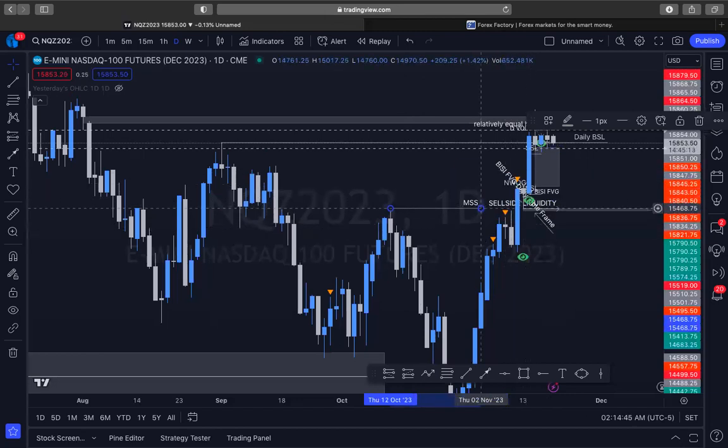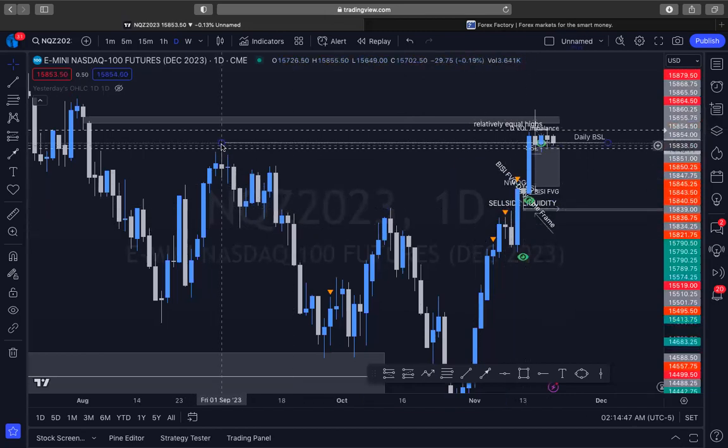So now that we have that market structure shift, we know that it could potentially tap here or here, because that's where, again, stops are being placed for people who have been on a long-term sell. So this is going to want to target and take out those positions.